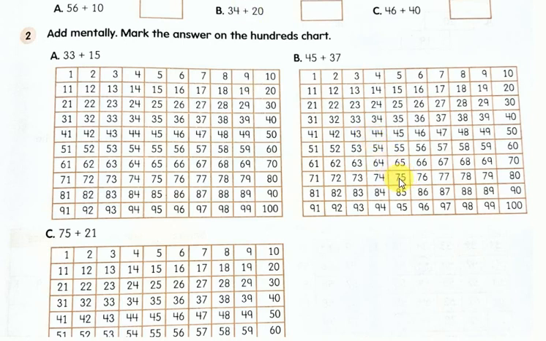So children, from 75 you have to count forward 7 times. 76, 77, 78, 79, 80, 81, 82. You reach 82. So 82 you can mark here and write the answer. In the similar way do for the question number C also. 75 plus 21. Start with 75, skip count the number of tens, then count the number of ones.